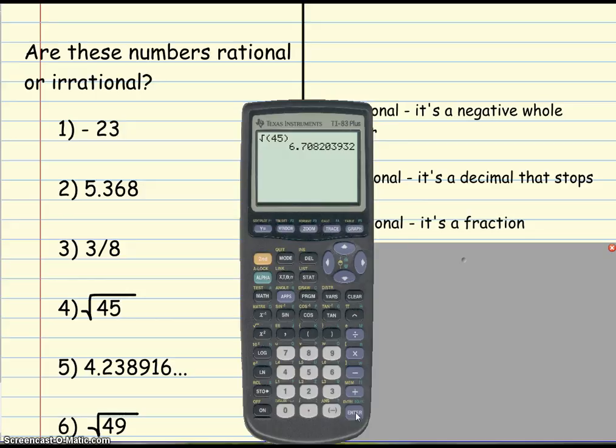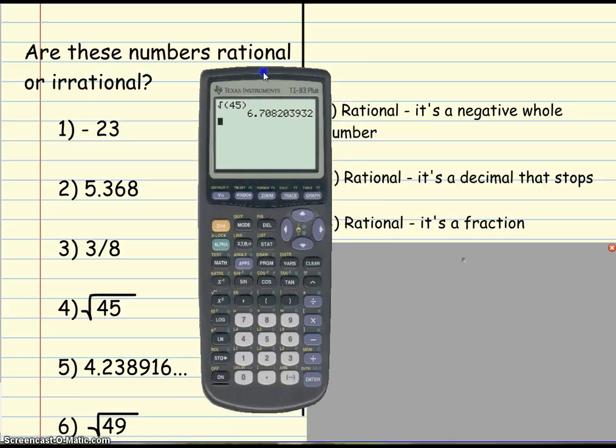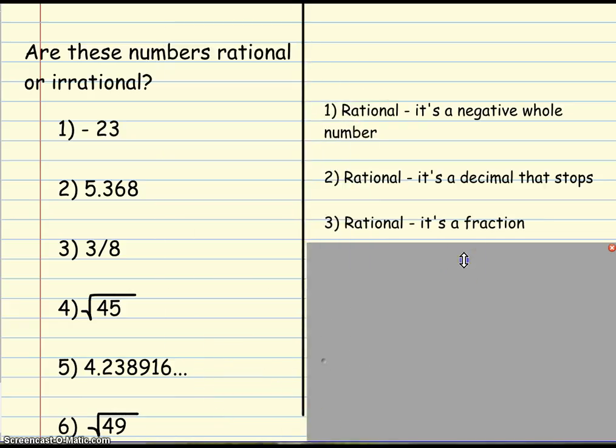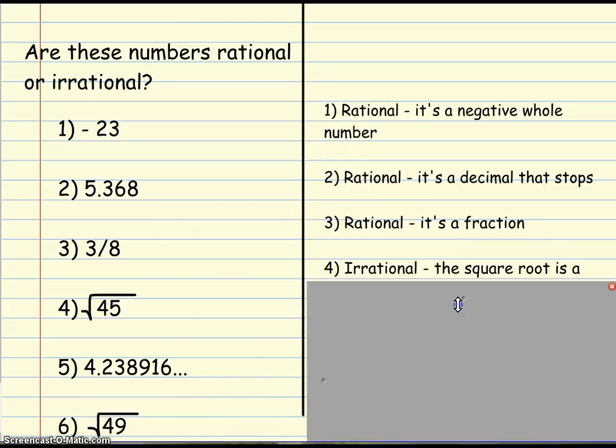And we get the decimal 6.708203932. That is a crazy decimal. It is long, it does not repeat, and actually the graphing calculator is smart that if this was rational, it would turn it into a ratio, it would turn it into a fraction right on your calculator. So the square root of 45 is a crazy decimal, therefore it is irrational.